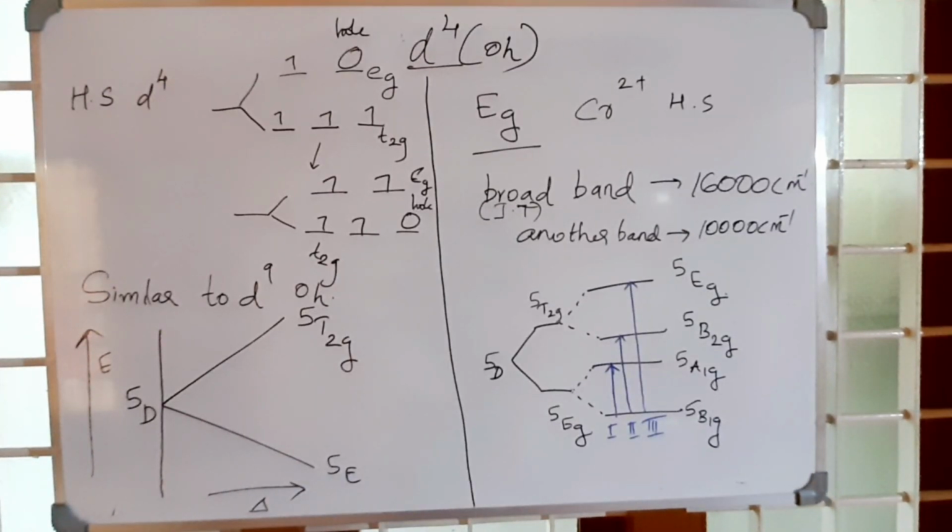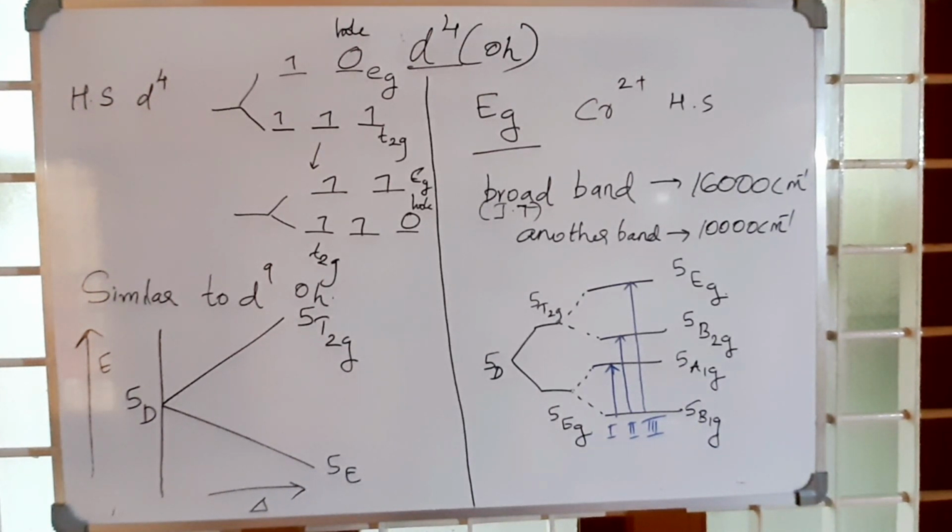So now let us consider the D4 octahedral complex, the spectra of the D4 octahedral complex. When we consider the left part of the board, you can see the electronic configuration, that is T2g3 Eg1. Here the transition of the hole is actually taking place, and it is similar to D9 octahedral. So the splitting will be 5Eg and 5T2g.